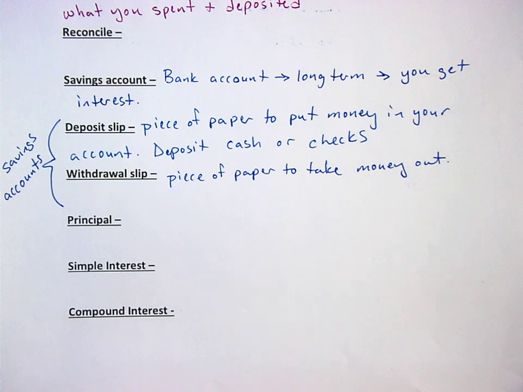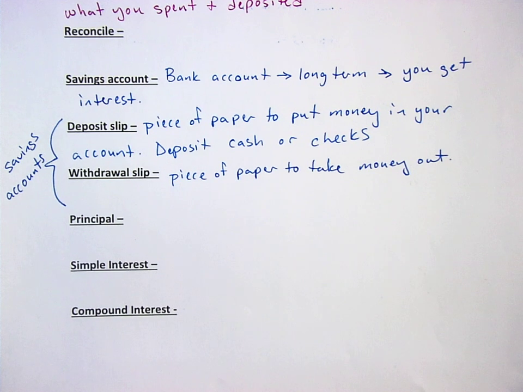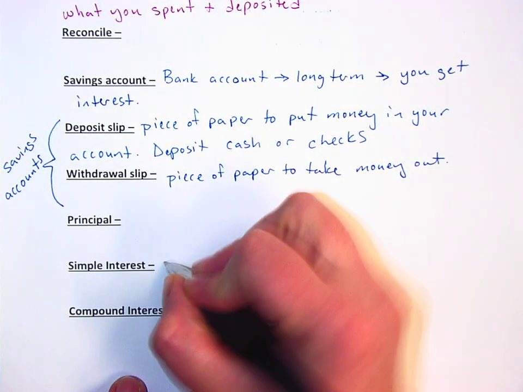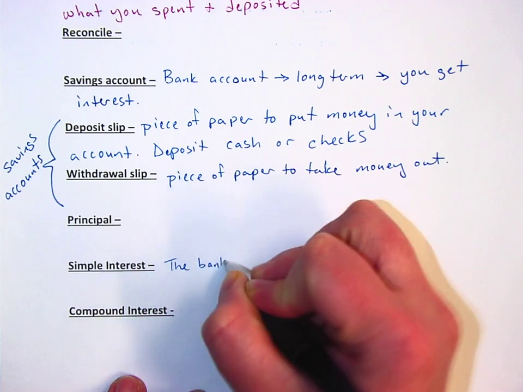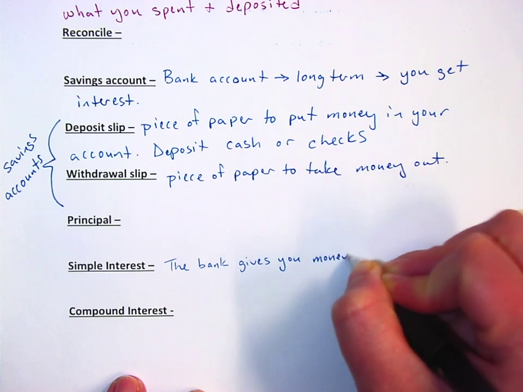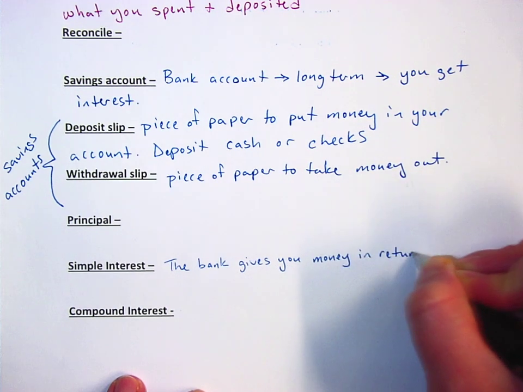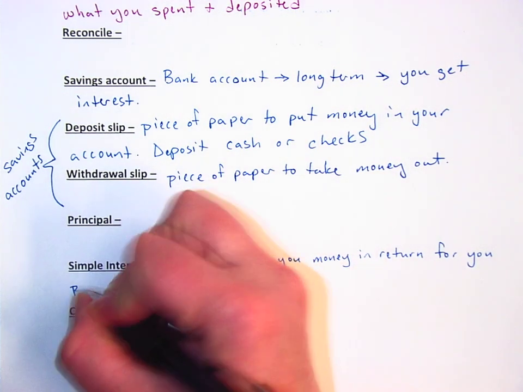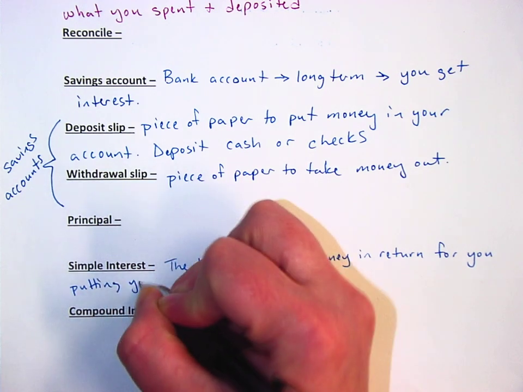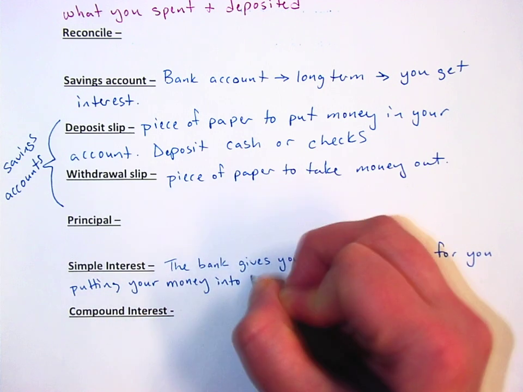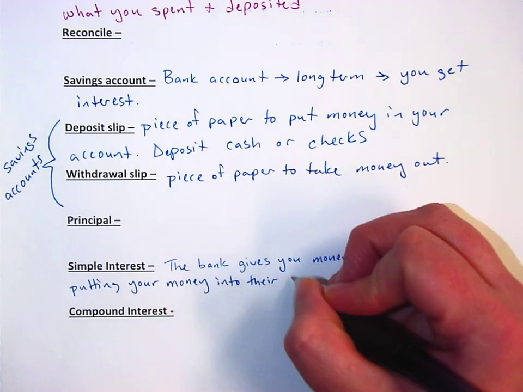There's lots of different kinds of interest. Sometimes interest is good, like when you're putting your money into the bank and the bank is giving you money in return. That's called interest. So this is when the bank gives you money in return for you putting your money into their accounts. Well, into their bank. Remember, they're going to use your money to help other people.